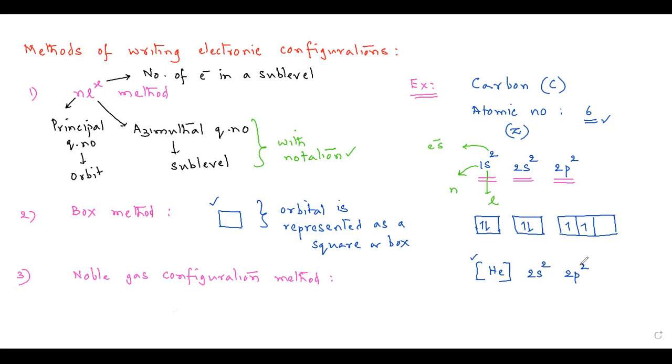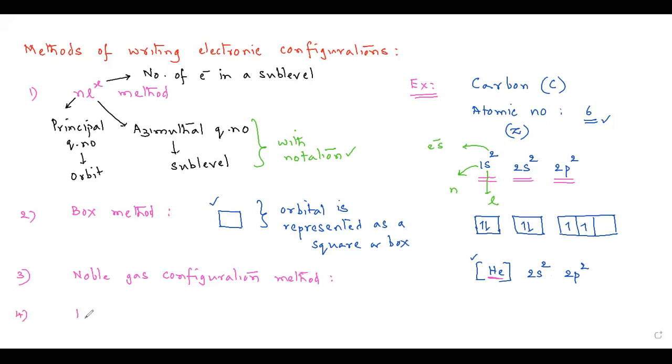Hope this is clear. The only thing is, its preceding inert gas, its preceding noble gas, is taken into consideration. I'll tell you in detail about all these within no time. But for now, remember the preceding noble gas for carbon is helium. I have just written the symbol of helium, He, in square brackets, which refers to this particular configuration, 1s2, because its atomic number is 2. Then the remaining configuration in the normal way using the nlx method.